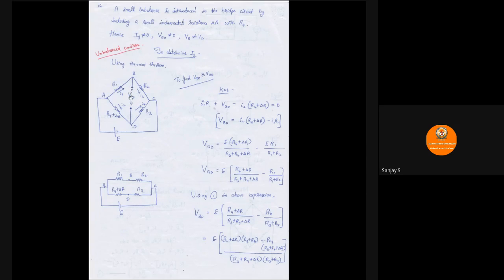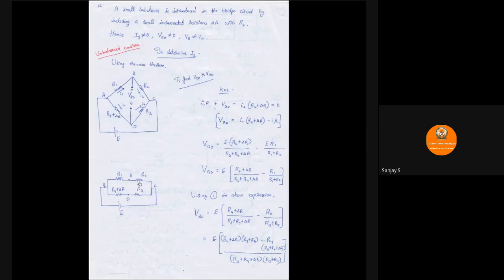To find this VBD, first I'll apply Kirchhoff's voltage law, KVL. If I apply KVL here, I1 R1 plus VBD minus I2 into (R4 plus delta R) is equal to 0. In this loop, I am applying KVL. So VBD is equal to I2 into (R4 plus delta R) minus I1 into R1. This is VBD. Similar to what we did in the previous derivation, I'll write an expression for I1 and I2 in terms of source voltage.